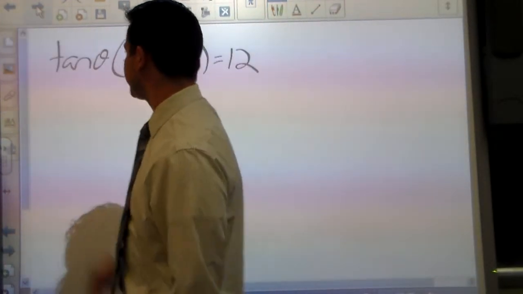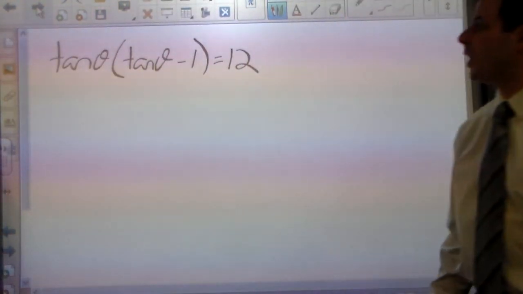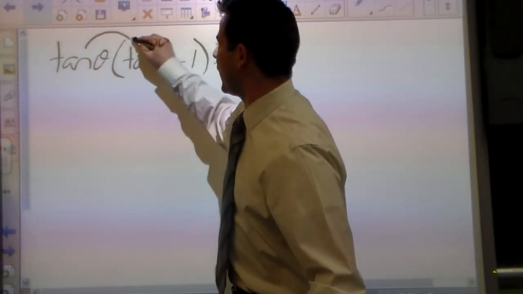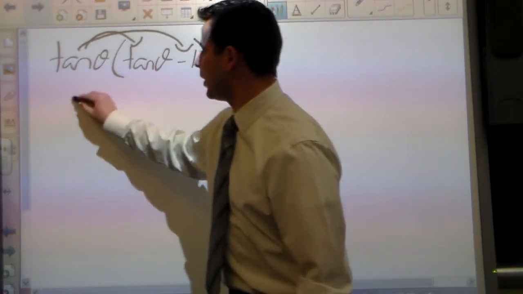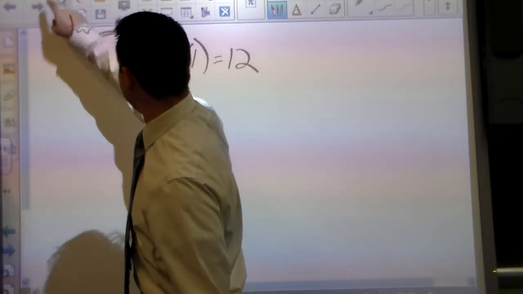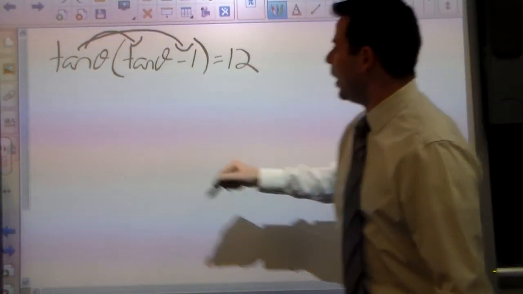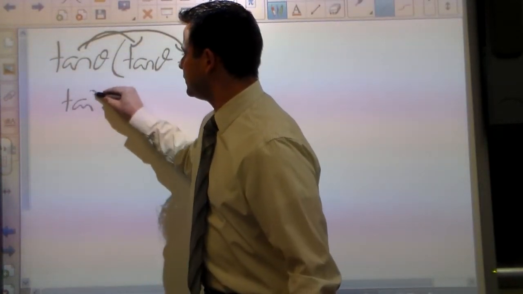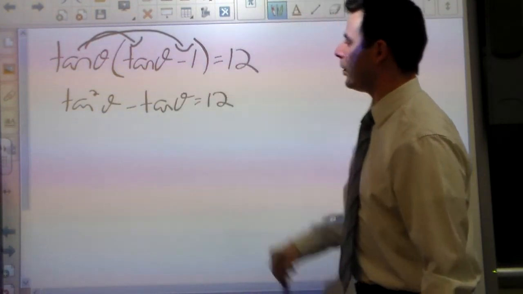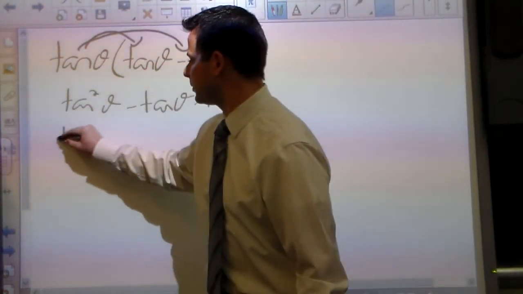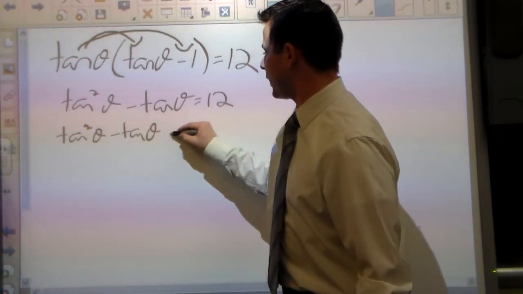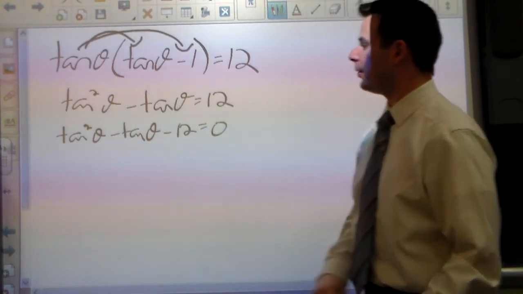Let's do one more. Now we have tan theta times tan theta minus 1 equals 12. Let's distribute the tan theta, giving us tan squared theta minus tan theta equals 12. Now we'll subtract 12 from both sides. Tan squared minus tan minus 12 equals 0.